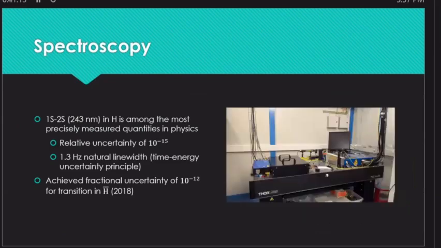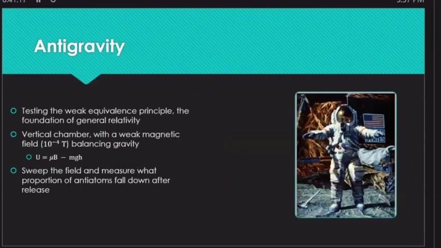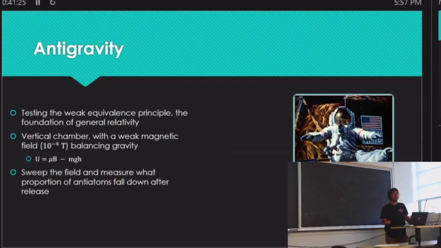All right, so let's talk about gravity. The idea here is it's another way to test matter-antimatter equivalence, but this time with something from general relativity, the weak equivalence principle. You all know this. It's that stuff falls down at the same rate as everything else.